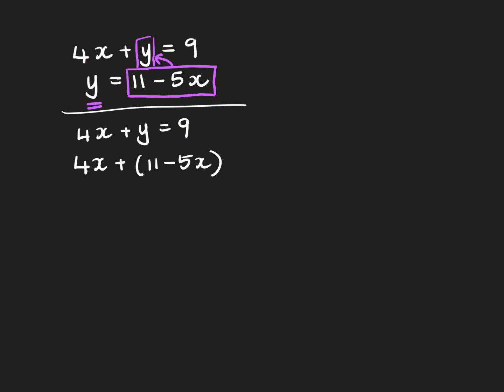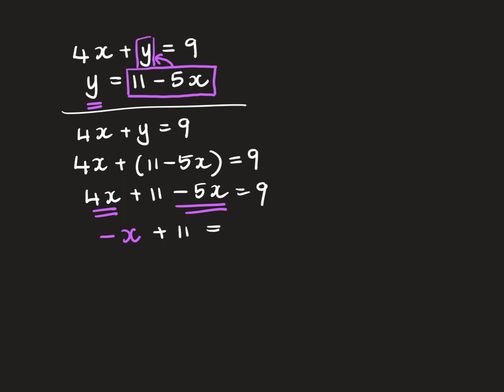Notice there's just one y here. I don't need to put any number out there. It's equal to 9. Now, I don't have to expand the brackets here. I can just get rid of the brackets because there's nothing out the front. Collect like terms. 4x minus 5x, that will give me negative x, negative 1x, plus 11 equals 9. Subtract 11 from both sides.